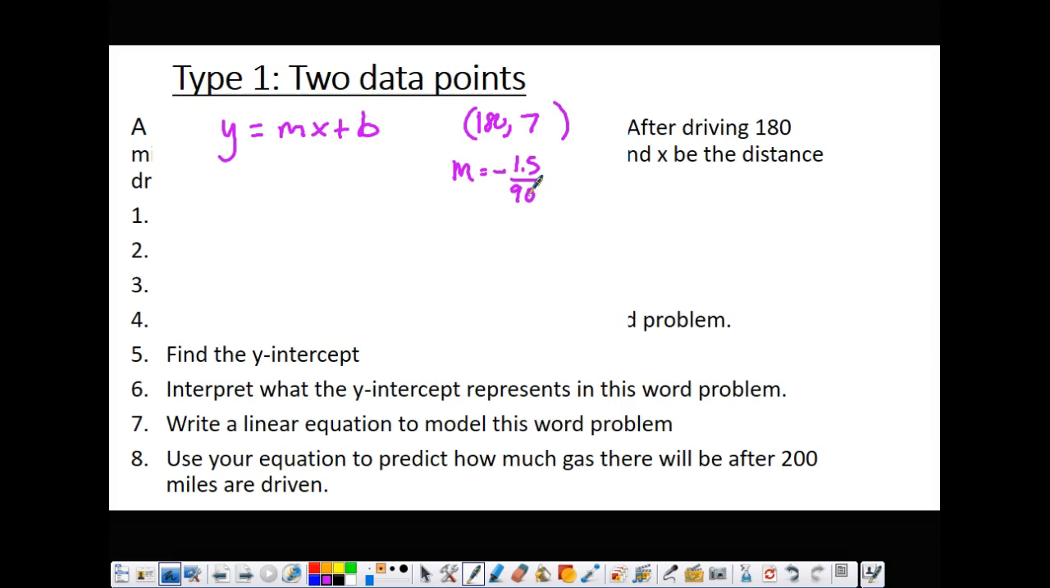Okay. So here we go. What am I putting in for y? And m? Negative 1.5 over 90. And then x? 180. Well, see, that's going to be a big number. I don't know. Yeah, let's do that. Can you guys use your cell phones for me here? Give me a little bit of help. Could you guys do 1.5 times 180 for me, please?